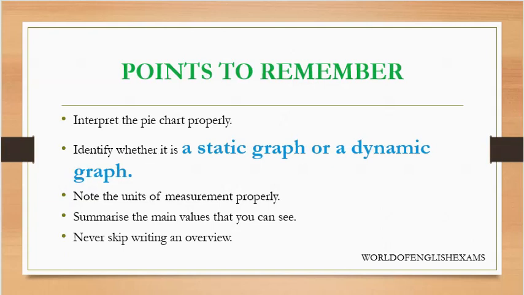Okay, so these are the points to remember. The first thing to do is interpret the pie chart properly. If you are unable to do so, then you will represent the information, but it might not be appropriate to the figure that is given to you. Whenever you write about any statistical data, whether it is a bar chart, line graph or pie chart, it is very important for you to interpret the graph properly. Then this will give you an idea as to which points to include and which points to omit.